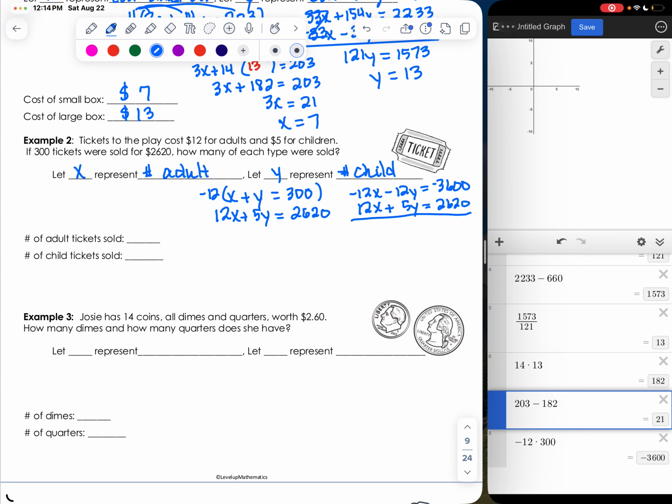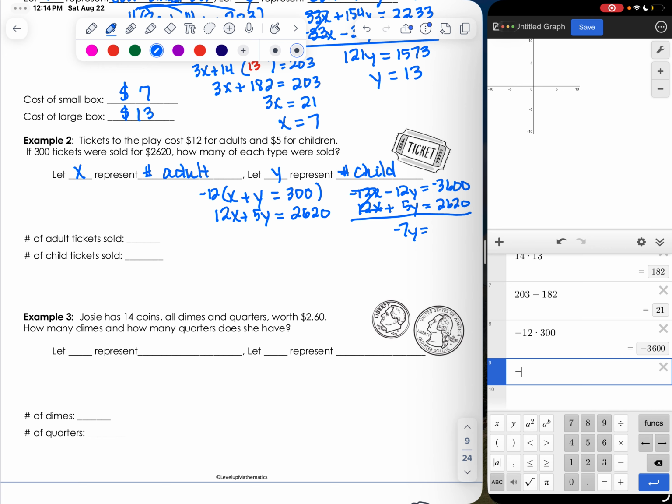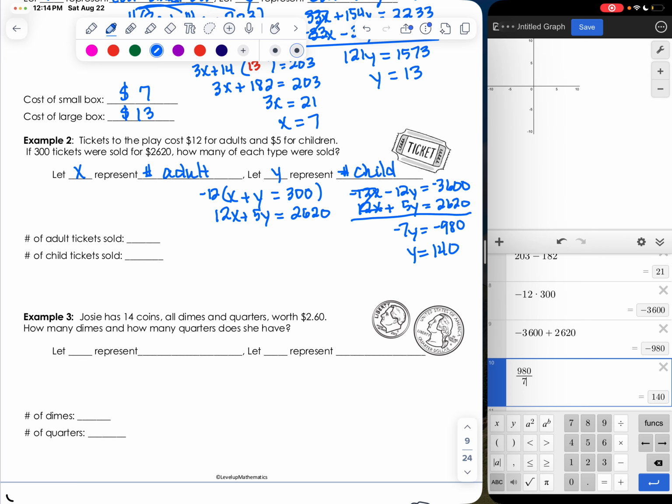Now, let's add these two equations together. The x's will eliminate. Negative 12y plus 5y is negative 7y. Negative 3,600 plus 2,620 gives me negative 980. Then 980 divided by 7 will give me 140. So Y represented the child tickets. So I know there were 140 children's tickets sold.